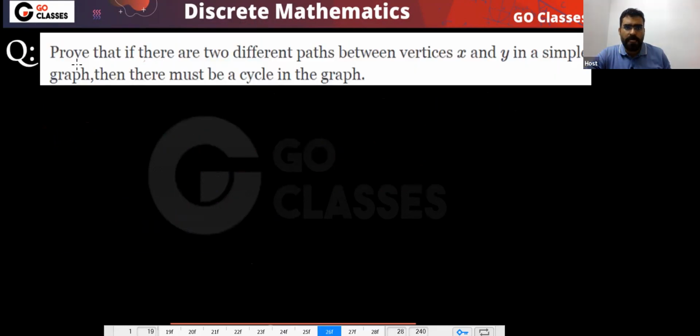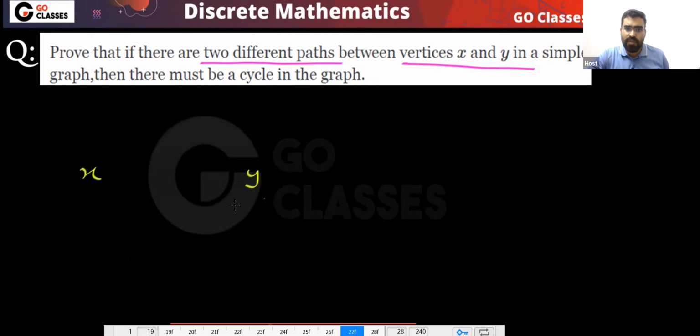What do you think? If there are two different paths between two vertices x, y in a simple graph, then there must be a cycle. Is it true? You have two vertices, x and y. If there are two different paths between x and y in a simple graph, then can you guarantee there will be a cycle?